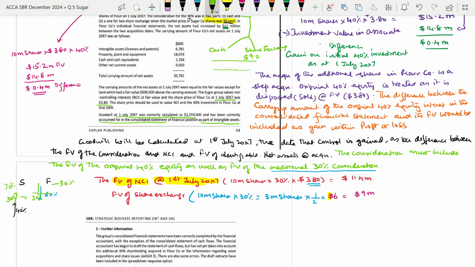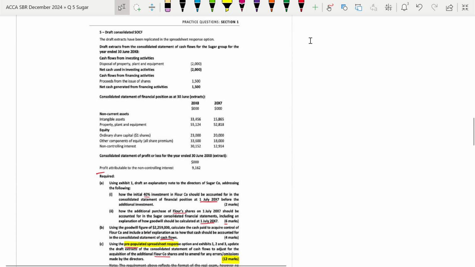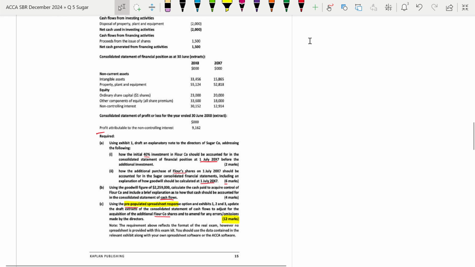Goodwill has been correctly calculated. They say things are accounted properly, everything is fine. They say intangible assets are there. They are talking about property, plant, equipment, all the things. They have said that goodwill is correct. We are not going to change anything with respect to goodwill. Now, what we have to do is to know how it is reflected, where it is there. See the question again: it includes how the additional purchase of shares should be accounted in the statement, including how goodwill is calculated?